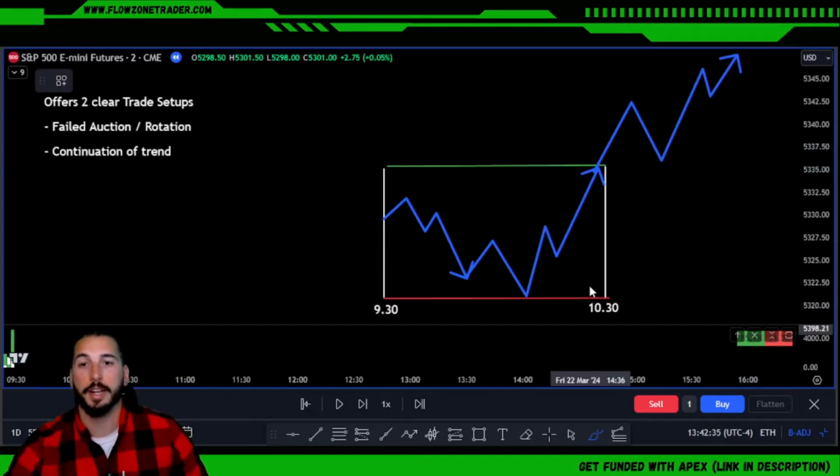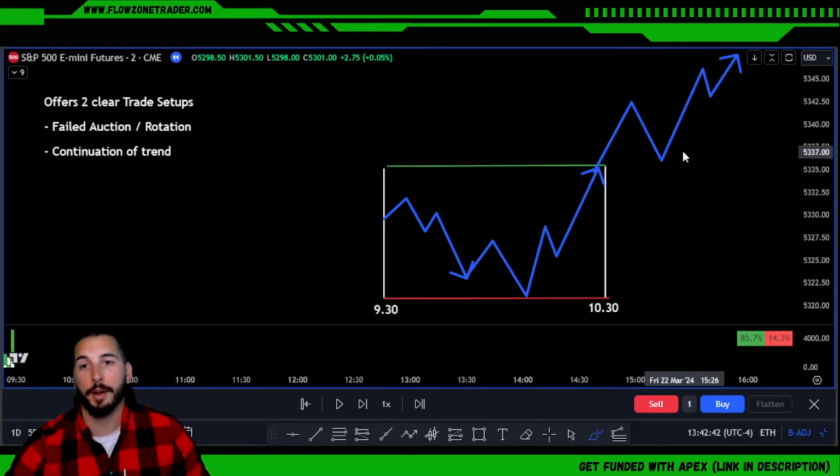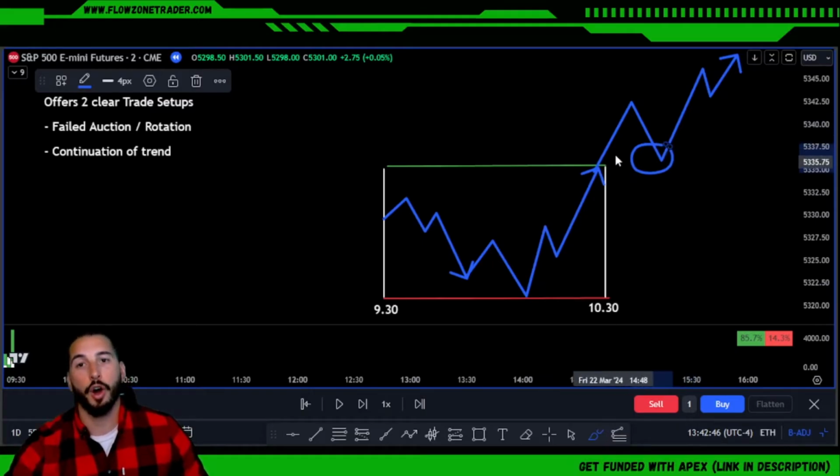So where are we getting long? You do not need to get long this breakout. If that is part of your strategy, fantastic. It's not how I teach, and it's not how I trade. I would be trading this right here, this pullback and the hold of the IB high, and then I'm looking for trend continuation again up here.